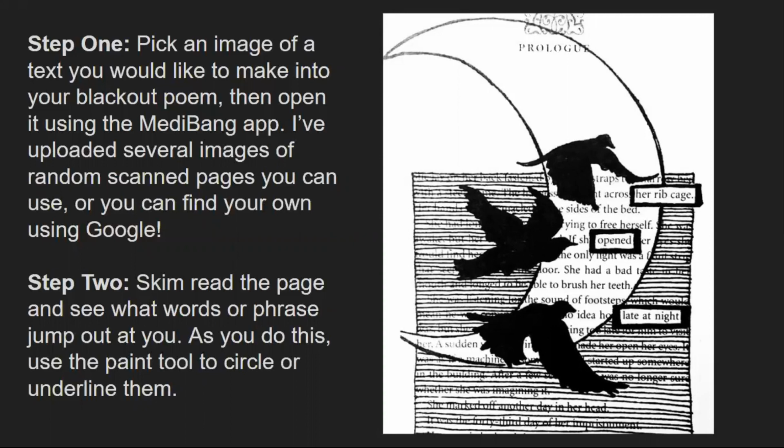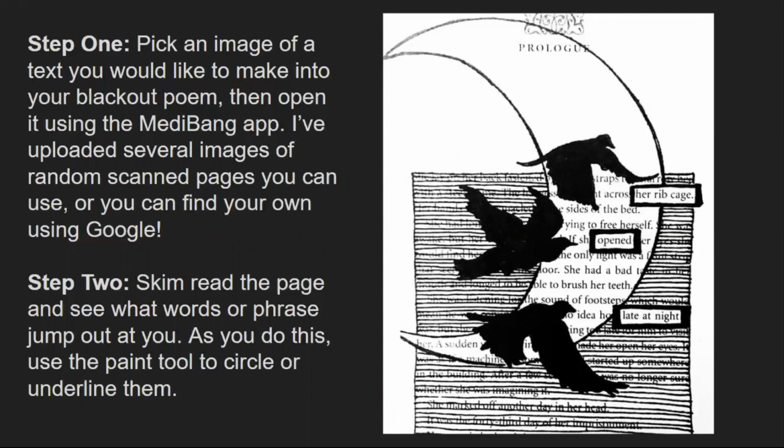Step one. Pick an image of a text you would like to make into your Blackout poem, then open it using the MetaBang app or whichever app you might be choosing to use. I've uploaded several images of random scanned pages that you can use, or you can find your own using Google. Just Google anything like scanned text or scanned book page, anything you like.